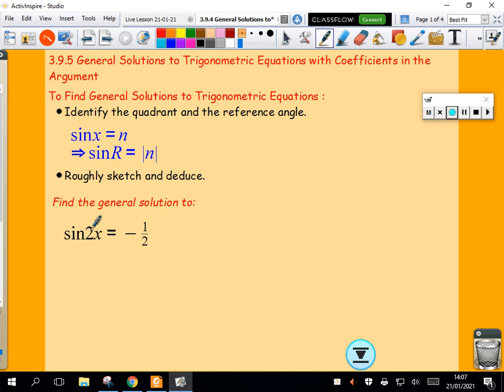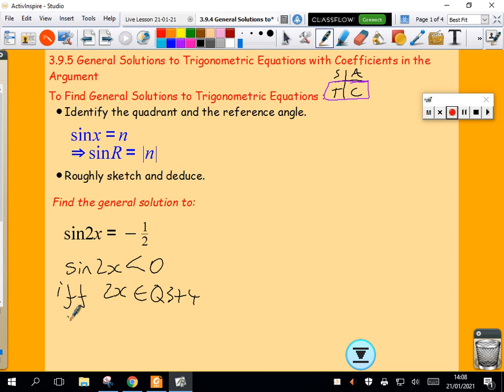Well, the first thing, I suppose, is to identify the quadrant. So first of all, to say that sine of 2x is negative 1/2, and sine of 2x is negative if and only if 2x is in what quadrants? Well, you can see sine is positive in quadrants 1 and 2, so we're dealing with quadrants 3 and 4 here. So quadrant 3 and 4.